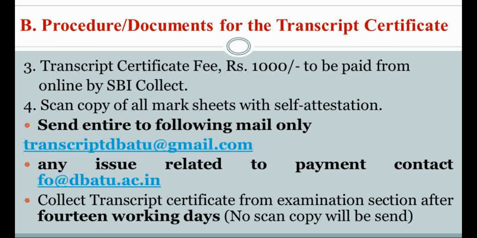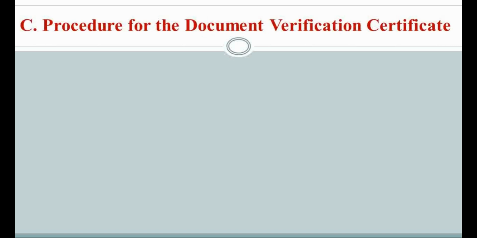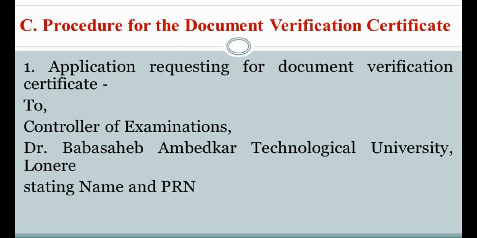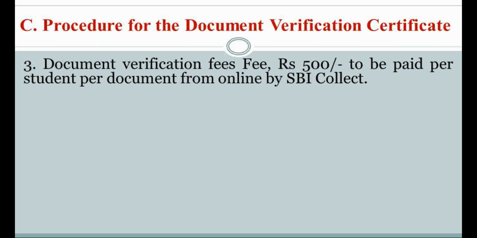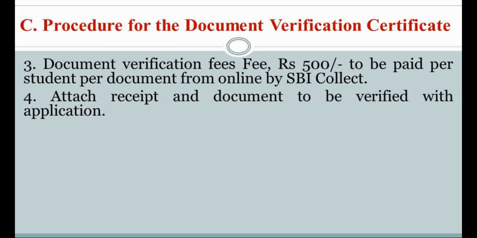Next procedure is for the document verification certificate. Here also you have to write an application requesting the document verification certificate to the Controller of Examination of Dr. Babasaheb Ambedkar Technological University. In this application you have to mention your name and PRN number. Second, you have to attach the document to be verified with this application. Then you have to pay the document verification fee, 500 rupees per student per document, online by SBI Collect, and you have to attach the receipt of this payment with the document to be verified with your application.